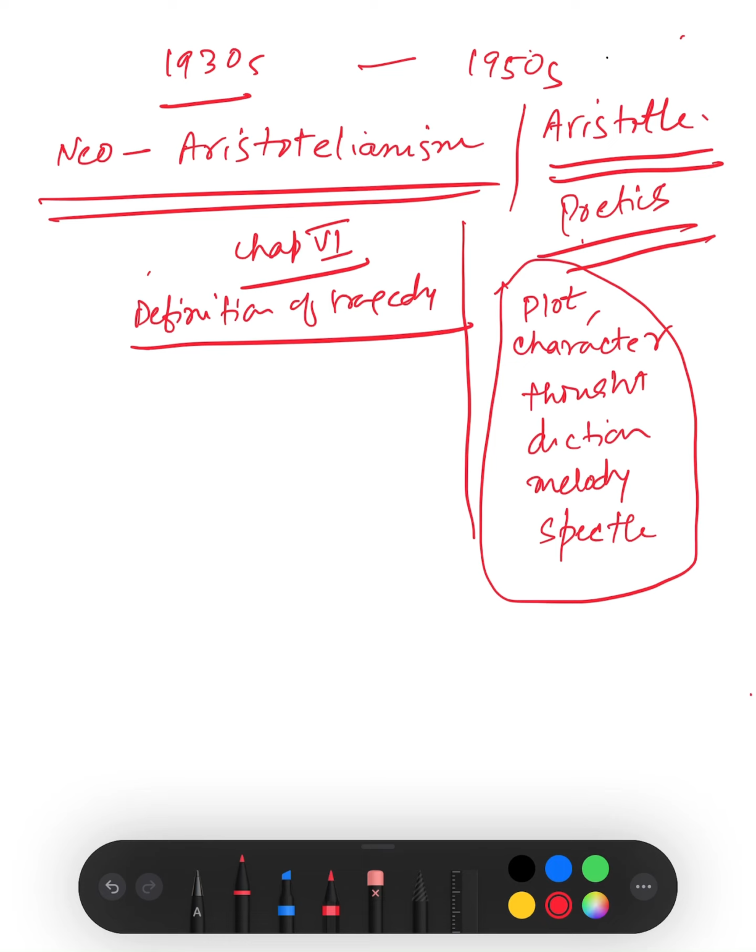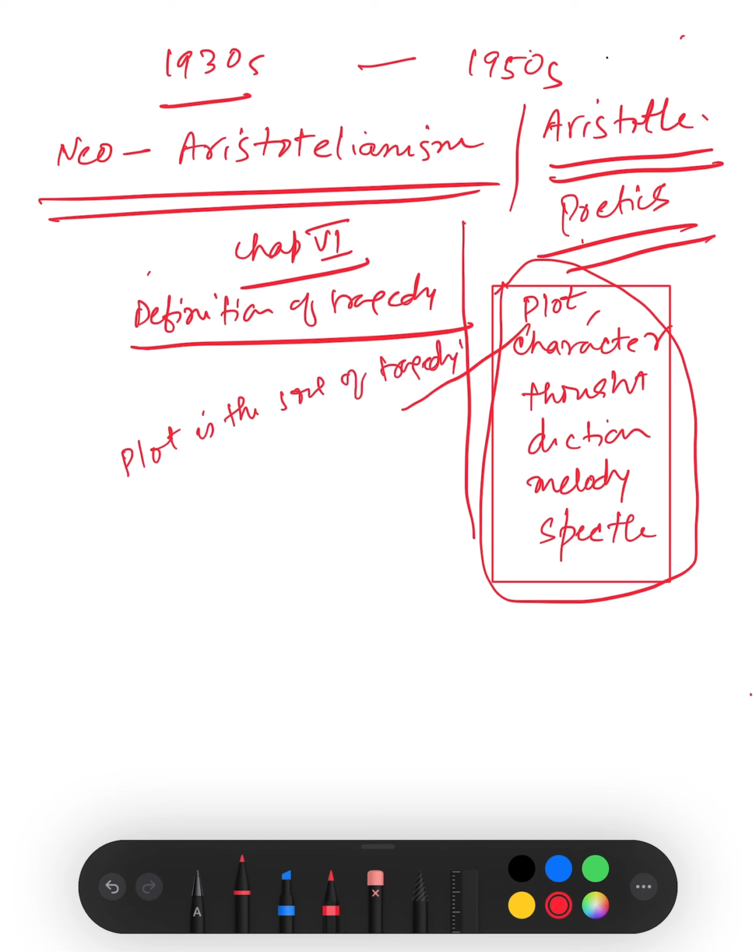Now, these Chicago School of Literary Critics, they were called Neo-Aristotelians because they laid a strong emphasis on Aristotle's concept of plot, character. Now, these are the elements which are told by Aristotle in order of preference. That is, plot comes at number 1, then character, then thought, then diction, then melody, then spectacle. Aristotle says in Poetics, plot is the soul of tragedy. It is plot which is very important.